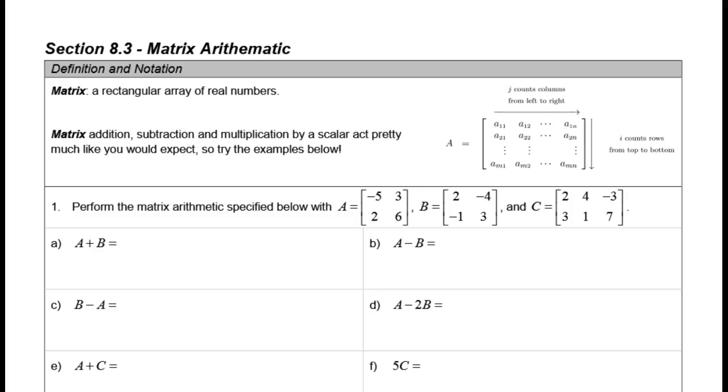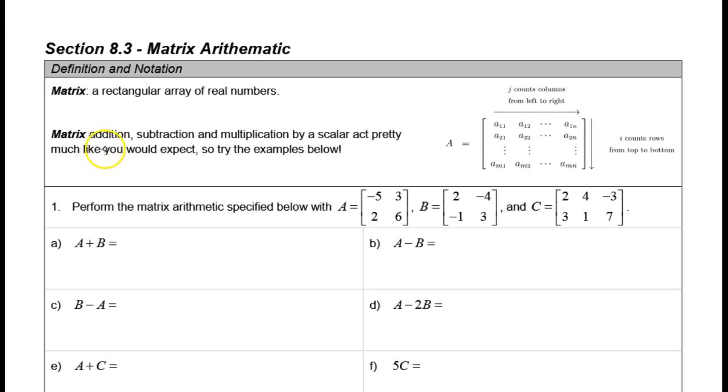Okay, folks, welcome back. We're going to work on section 8.3 today, matrix arithmetic. The worksheet you see here you should have picked up in class. Got a couple definitions to start. A matrix is a rectangular array of real numbers. That's something we talked about in section 8.2, but we've been using all the way back to section 8.1.